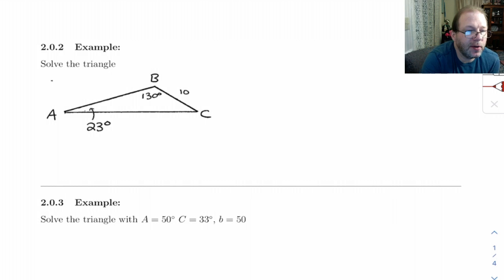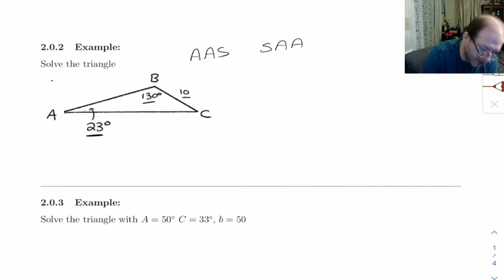All right, let's look at this example. Solve this triangle. If we look at it, what are we given? We're given an angle and then an angle and a side. So this is an angle, angle, side problem. Or you could call it a side, angle, angle problem. It doesn't really matter.